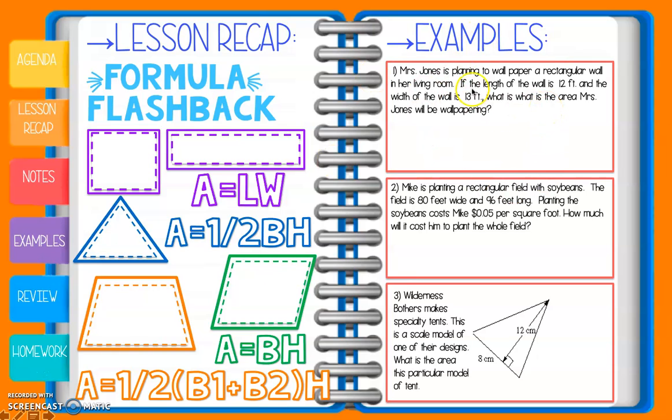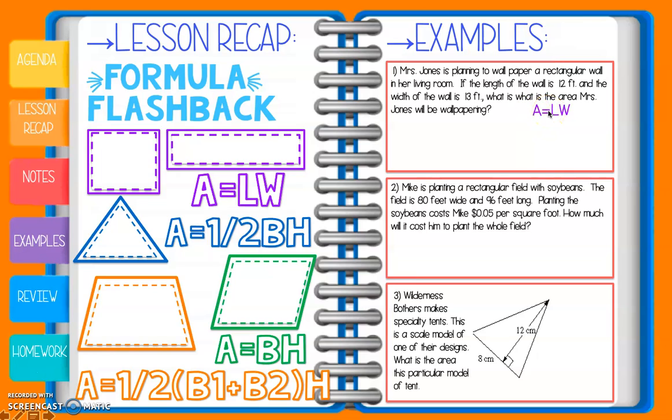Number 1 says, Ms. Jones is planning to wallpaper a rectangular wall in her living room. If the length of the wall is 12 feet and the width is 13 feet, what is the area Ms. Jones will be wallpapering? So first off, I see that it says a rectangular wall. So I know I'm going to use the area equals length times width formula. Okay, so I'm going to write that down.